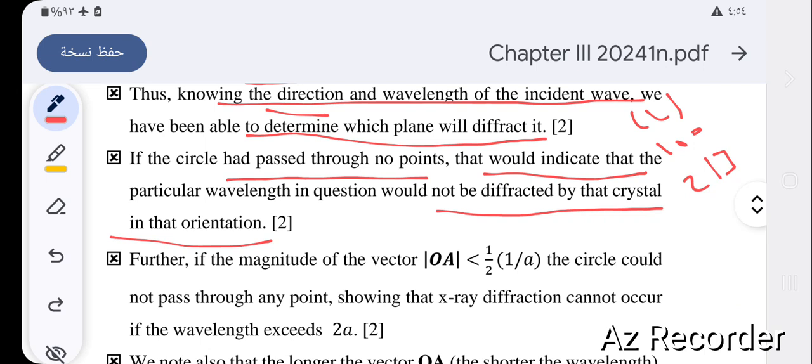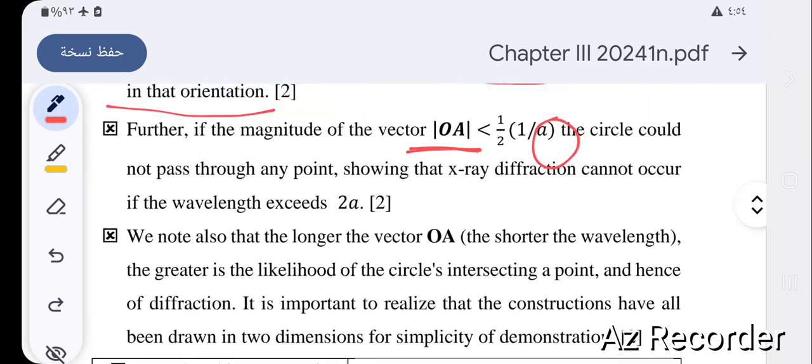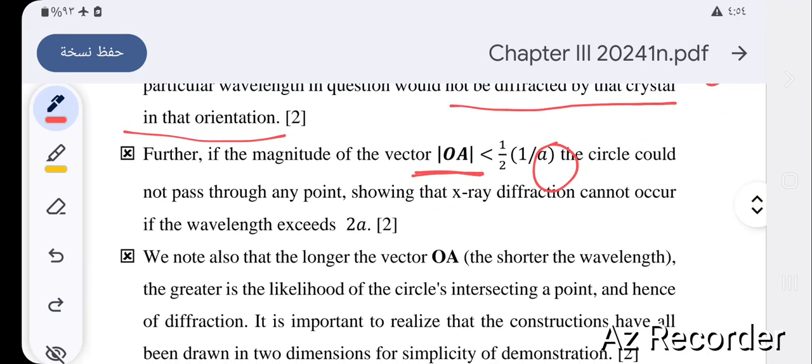الآن قال لي إذا كان مقدار OA يساوي نصف واحد على a. الـ a نتذكر أنها اللاتس بارامتر أو طول اليونت سيل إذا كان مكعبا. خذوا بالكم أن معظم شغلنا على المكعب، على الكيوب. ليش؟ لأن السيمتري والتبسيط، مش زي باقي المكعبات. إذا the circle could not pass through.